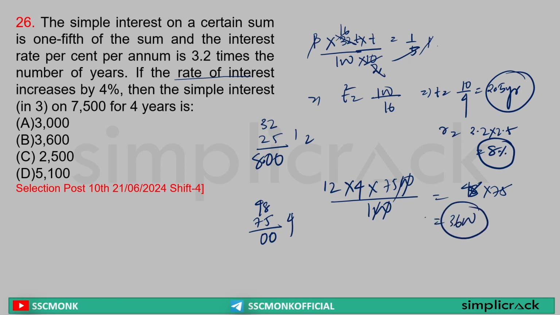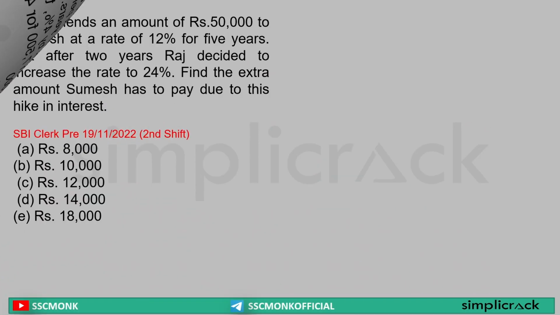So what is the simple interest on this? Option B, 36,100. Next, Raj lends an amount of 50,000 to Sumesh at a rate of 12% for 5 years. After 2 years, Raj decided to increase the rate to 24%. Find the extra amount Sumesh has to pay.